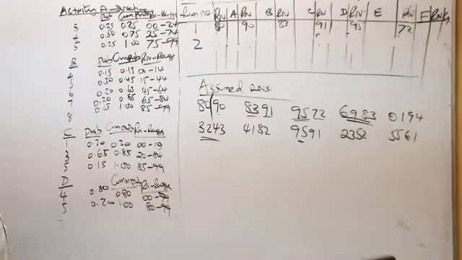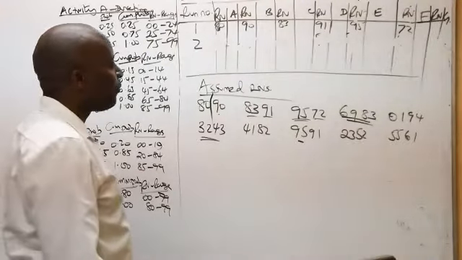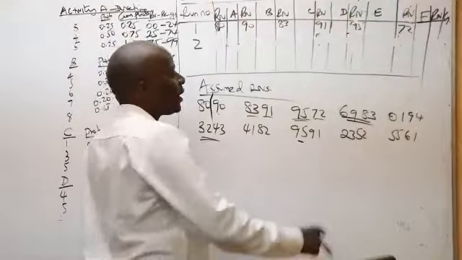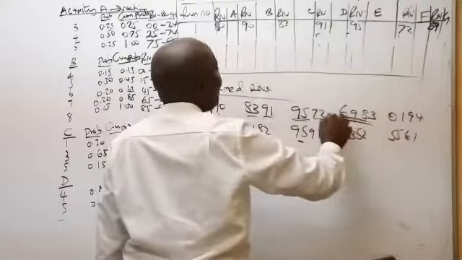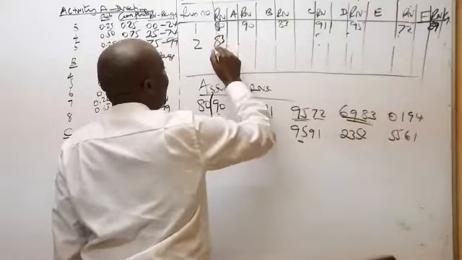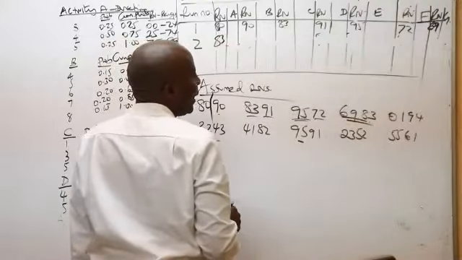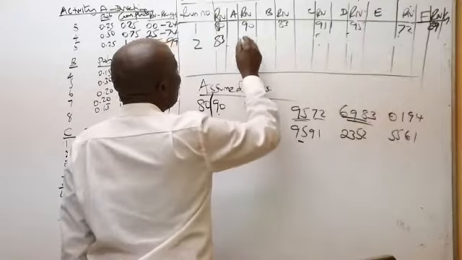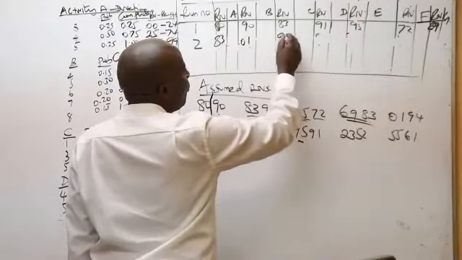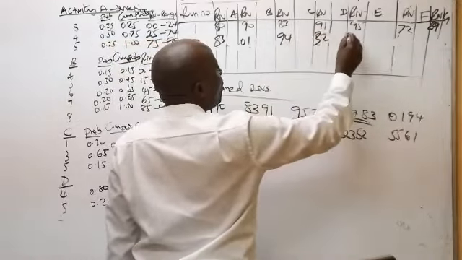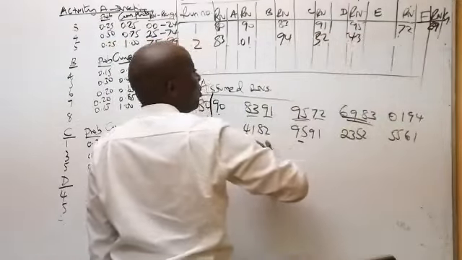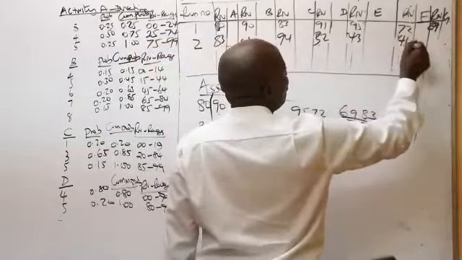So after 72, after 95, 72, I can see 69. And then we have 83. After 83, what do we have? 01. And then now 94. 94, 32, 43. 32, 43, 41, 82.